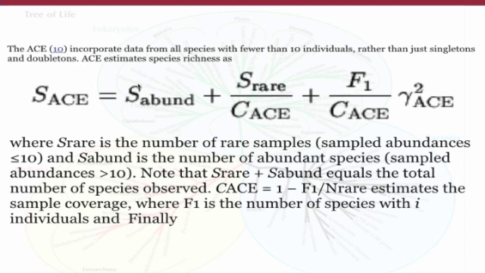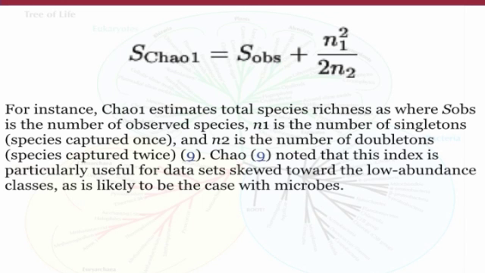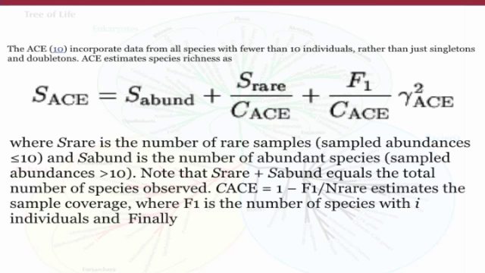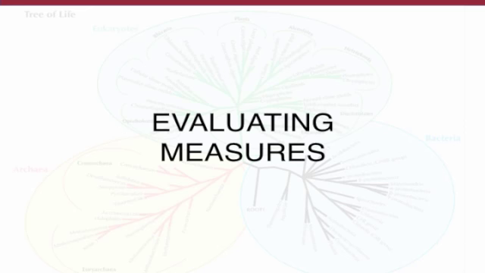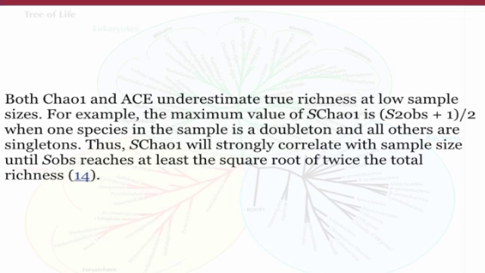I wouldn't worry about the exact math here. The main difference is that Chow, again, only looks at these singletons and doubletons, and the ACE looks at much more of the data. Each of them have a way of calculating the variance in your observation, a direct sort of mathematical way. And then the rest of the paper is about evaluating these metrics.